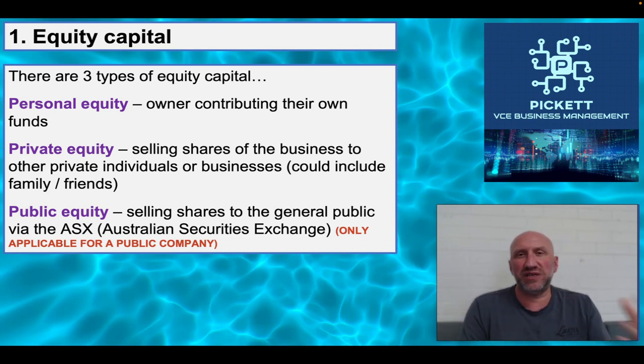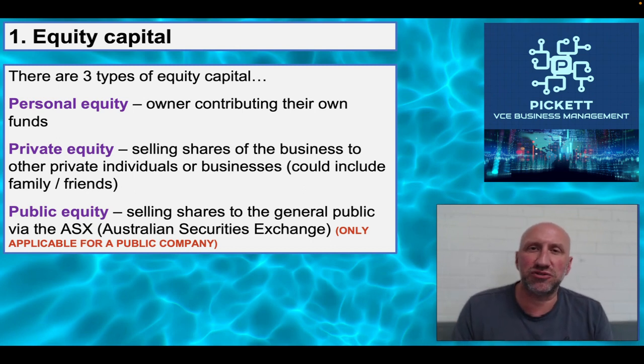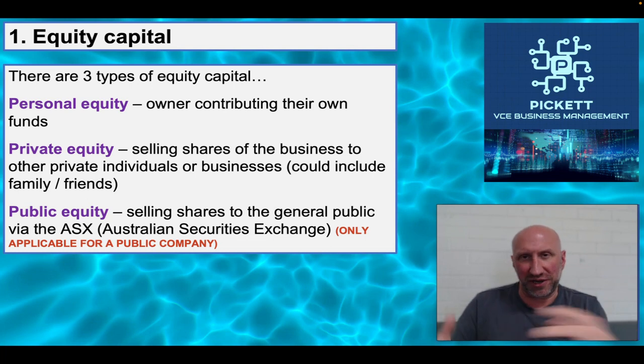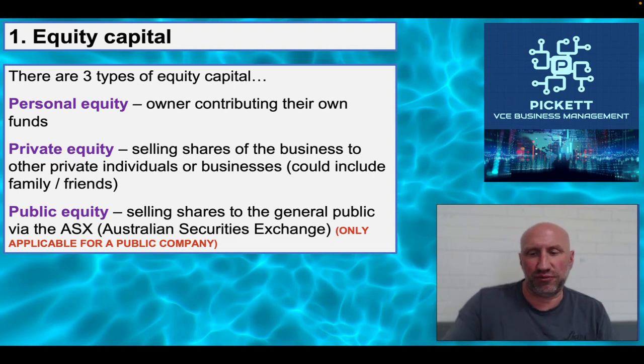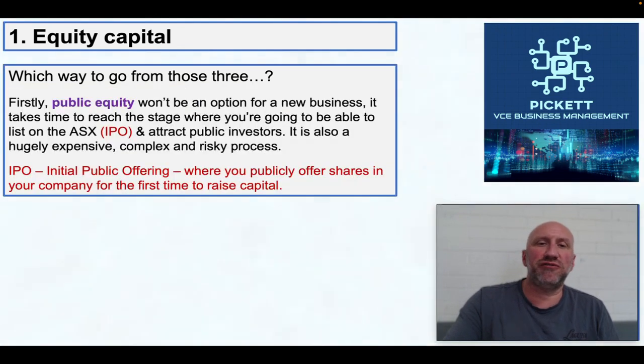This is where you're selling shares to the general public via the Australian Securities Exchange, the ASX. That's really only available for a public company. And we said when we were looking at legal structures or business structures that when you're starting a business, you can't set up a public company. You might become one down the track, but in terms of starting a business, if you're going down the equity route, really personal and private are your realistic choices. So which way to go from those three?